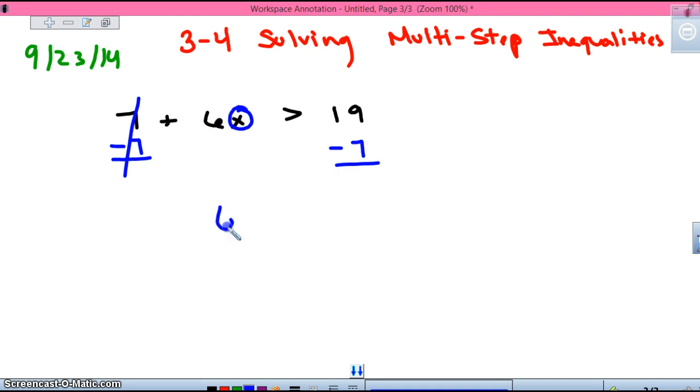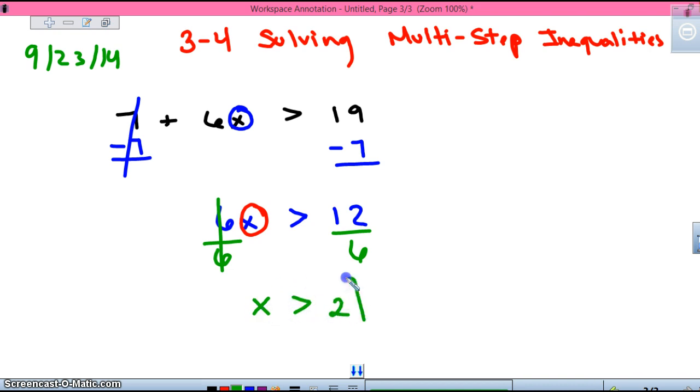It means you're left with 6x on the left side, your greater than inequality sign, greater than 19 minus 7 is 12. So we're still solving for x. We haven't finished. If we want x to be by itself, we have to do the inverse operation, in this case division, divide by 6 on both sides. So we're left with x is greater than 2.